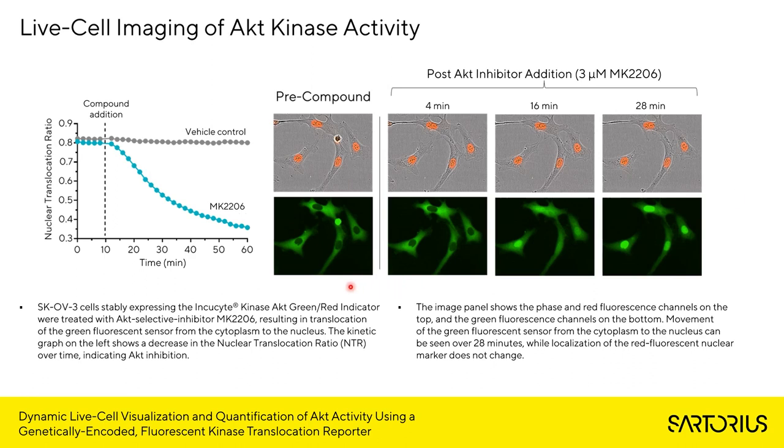As you can see here in the pre-compound condition, the signal is located primarily in the cytoplasm and not in the nucleus. After addition of MK2206, we can see how that signal moves from the cytoplasm into the nucleus, and at the 28-minute time point, you can see that signal is primarily in the nucleus. The kinetic graph on the left shows a decrease in the nuclear translocation ratio, or NTR, over time, indicating AKT inhibition.